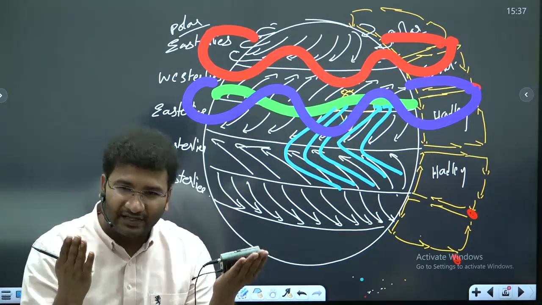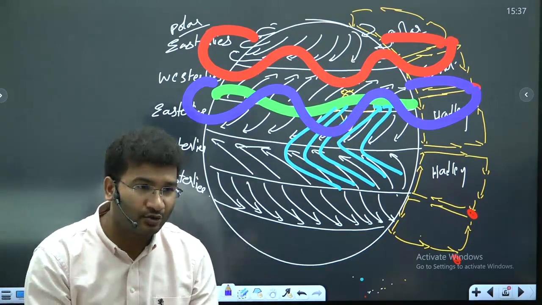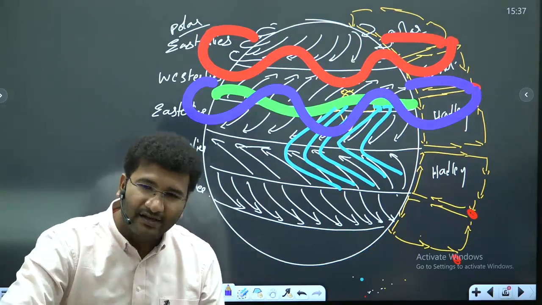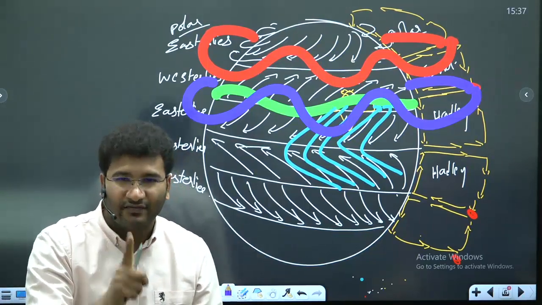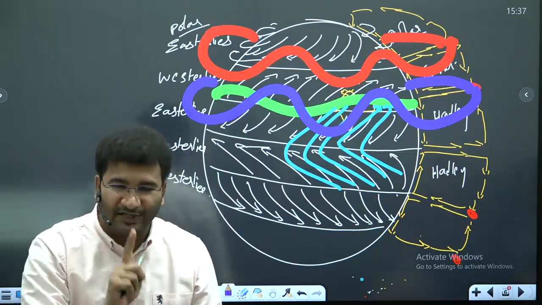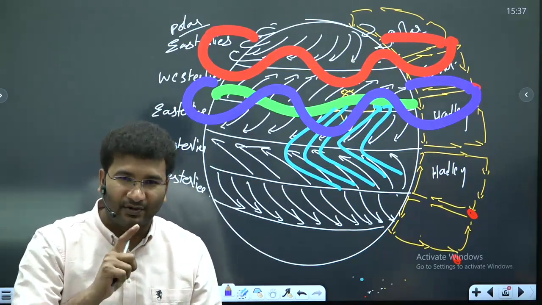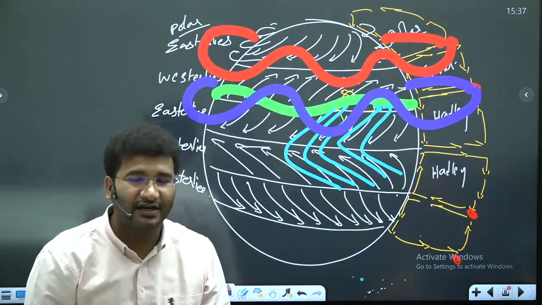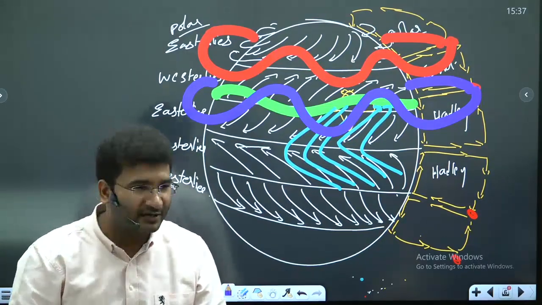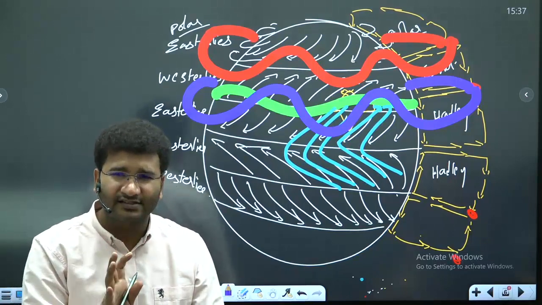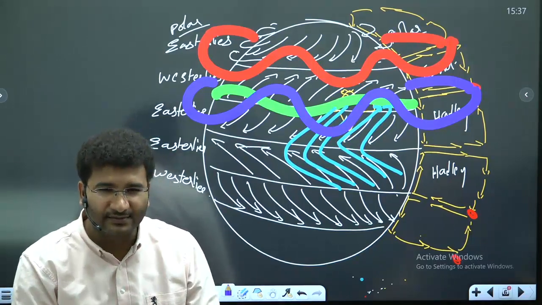So if temperature goes wrong, my pressure system will also get impacted, my wind system will also get impacted, speed of the winds will get impacted. Because of that, my jet streams will get impacted. If my jet streams are impacted, they are also going to impact my rain. All these things are interlinked, more or less.